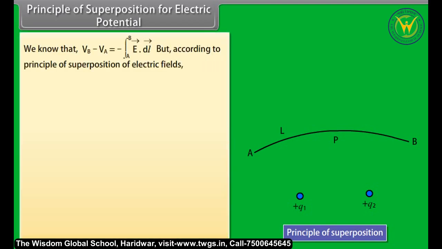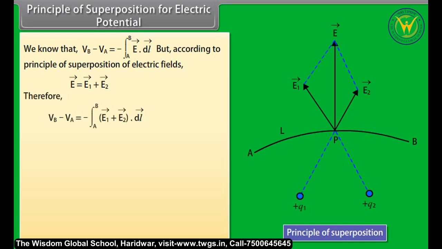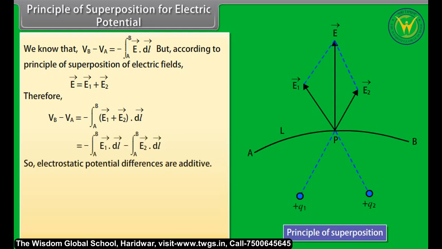We know that V_B minus V_A is equal to minus integration from A to B of E vector dot dl vector. But according to the principle of superposition of electric fields, E vector is equal to E1 vector plus E2 vector. Therefore, V_B minus V_A is equal to minus integration from A to B of E1 vector plus E2 vector dot dl vector. So, electrostatic potential differences are additive.